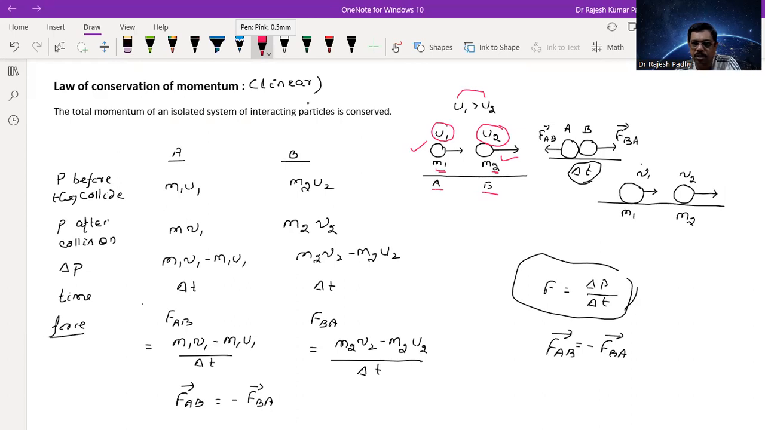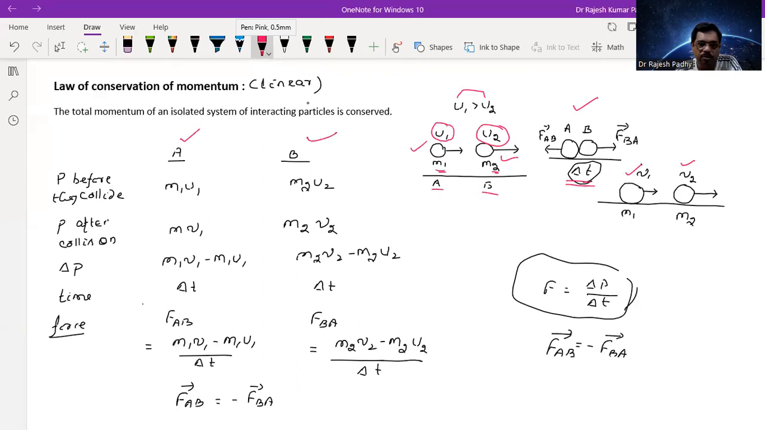When they collide, obviously B will apply some force on A, and A will apply some force on B. The force on A due to B is FAB. The force on B due to A is FBA. Suppose this collision took place for a small time interval delta t. After that, they move as usual, as if there was no collision, with different velocities v1 and v2 respectively.